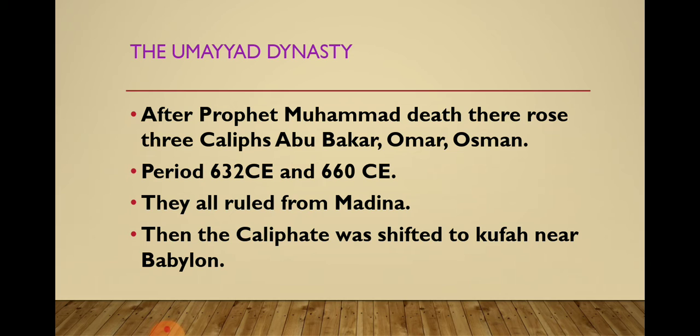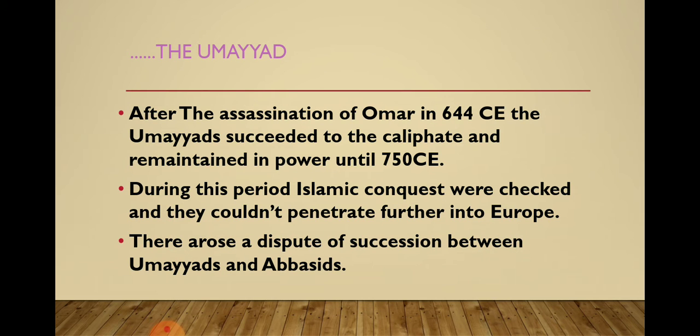After Prophet Muhammad's death, there arose three caliphs: Abu Bakr, Umar, and Usman. The period was between 632 CE and 660 CE. They mainly ruled from Medina, and after that, they shifted to Kufa, which is near Babylon. So this is what happened before the Umayyad dynasty. After Umar was assassinated in 644 CE, the Umayyads succeeded to the caliphate and remained in power till 750 CE.